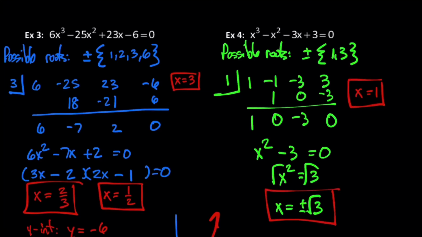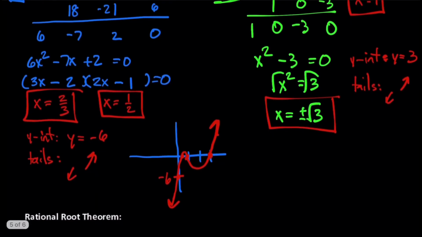And let's see, what do we know? Y-intercept. Let's get the rest of information here. Y-intercept, y equals, I'm going to look here. That's going to be a 3. Y-intercept is 3, and my tails against positive cubic. We see a lot of these. It's going to look like that. Let's make a sketch.